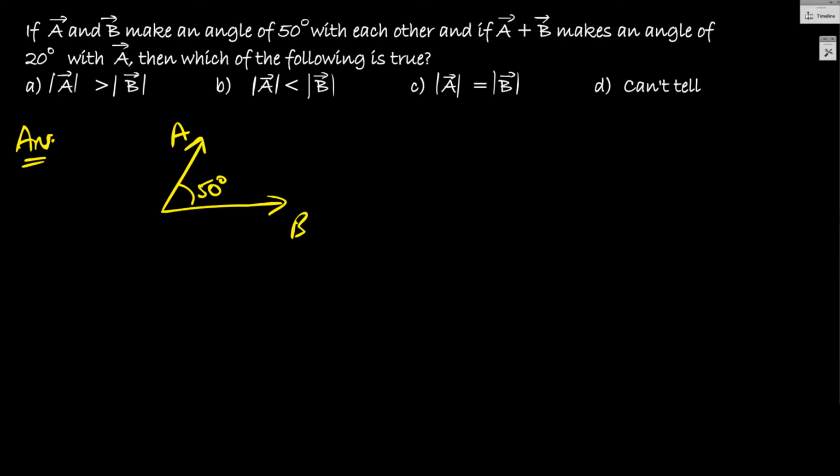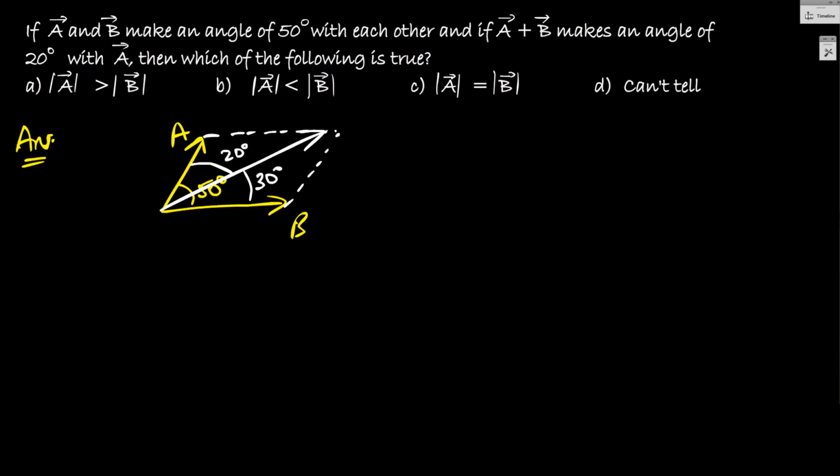Let me draw that with a different color. Let me use white. So the resultant is going to be something like this. And they have given the resultant makes an angle of 20 degrees with A. So this guy would be immediately 30 degrees. So that's the basic problem. So we have converted the problem into a diagram. Which of the following is true?